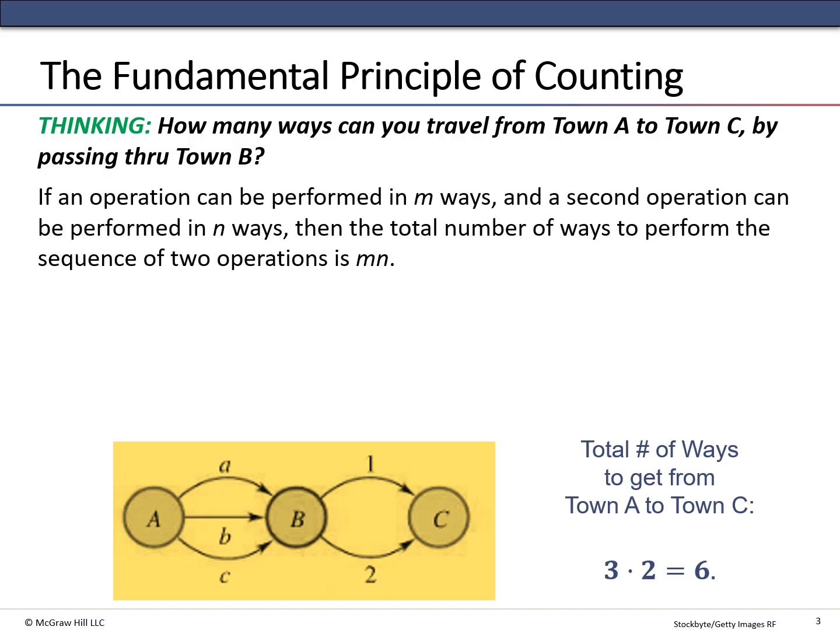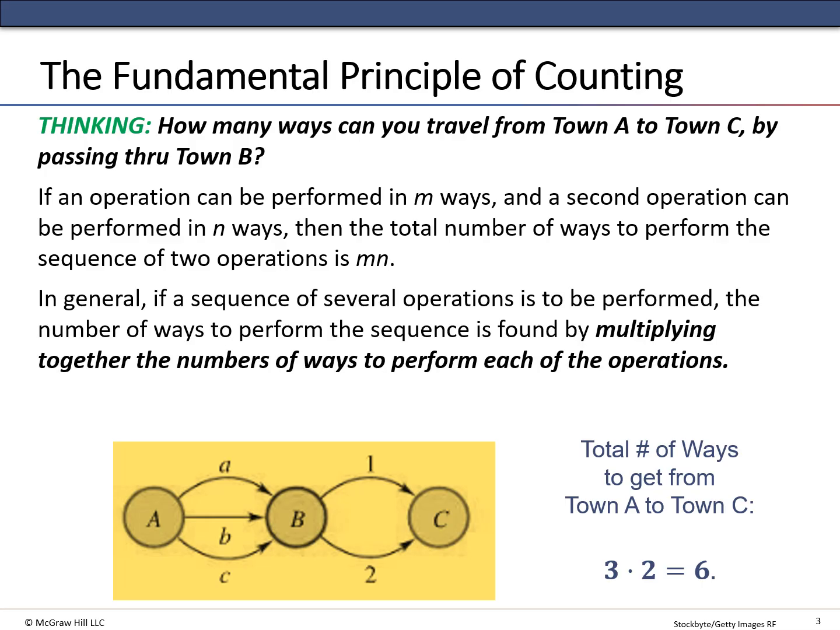If an operation can be performed in m number of ways, and a second operation can be performed in n number of ways, then the total number of ways to perform a sequence of two operations is the product, m times n. In general, if a sequence of several operations is to be performed, the number of ways to perform the sequence is found by multiplying together the number of ways to perform each of the operations. I think I've just said the same thing three different ways.